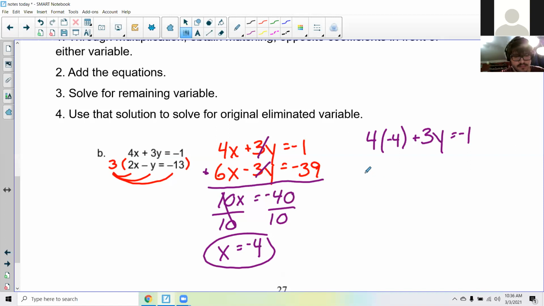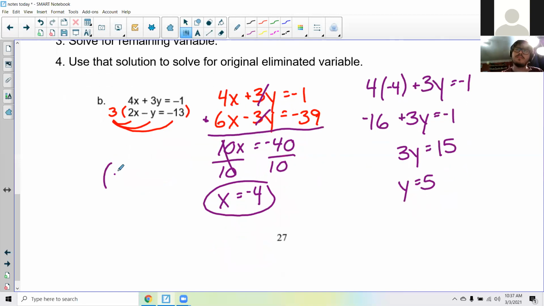So I get 4 times -4 is -16 plus 3y equals -1. Solving for 3y, I'm going to add 16 to both sides. I get 3y is -1 plus 16 is positive 15. Solving for y, divide by 3, we'll get y equals 5. So my solution is -4, comma, 5.